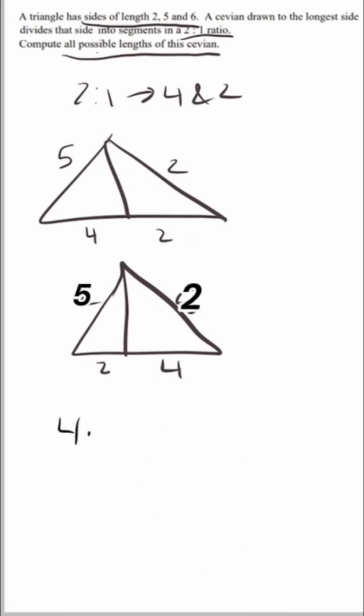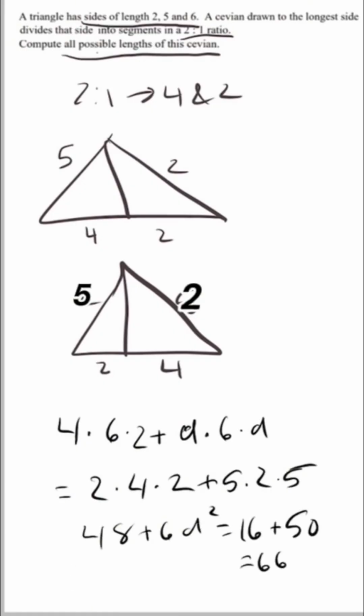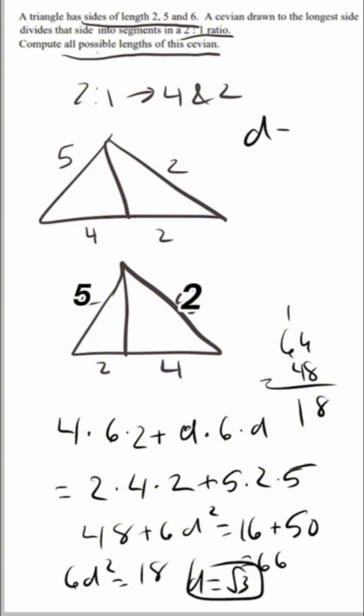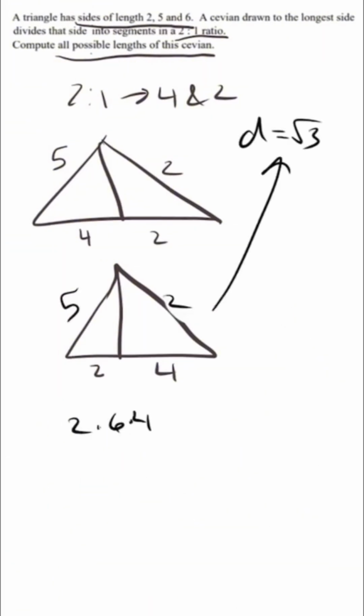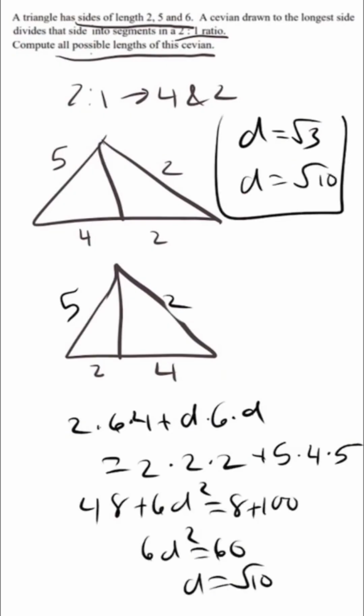Now using this theorem on the first figure, we get 4 times 6 times 2 plus d times 6 times d equals 2 times 4 times 2 plus 5 times 2 times 5, which would give us that d equals the square root of 3. Then for the second figure, we get 2 times 6 times 4 plus d times 6 times d equals 2 times 2 times 2 plus 5 times 4 times 5, meaning that d equals the square root of 10, giving us our 2 answers.